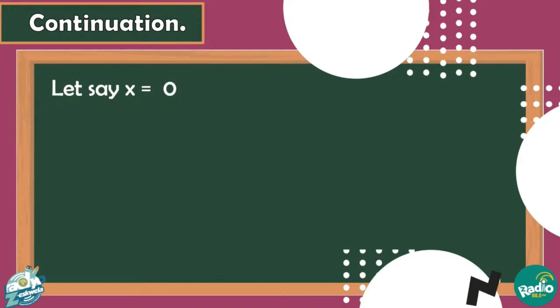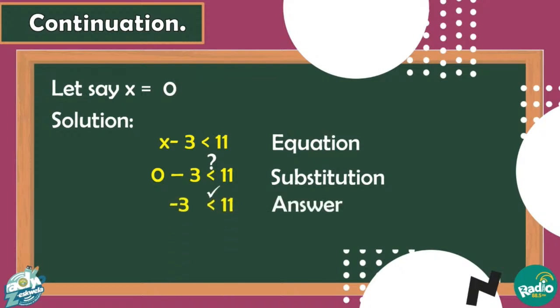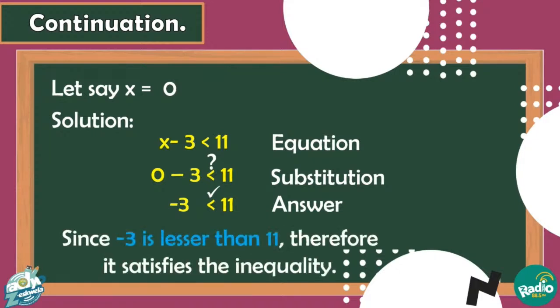Let's say x is equal to 0. The inequality given is x minus 3 is lesser than 11. By substituting, we get 0 minus 3 is lesser than 11. The answer now is negative 3 is lesser than 11. Since negative 3 is lesser than 11, therefore it satisfies the inequality.